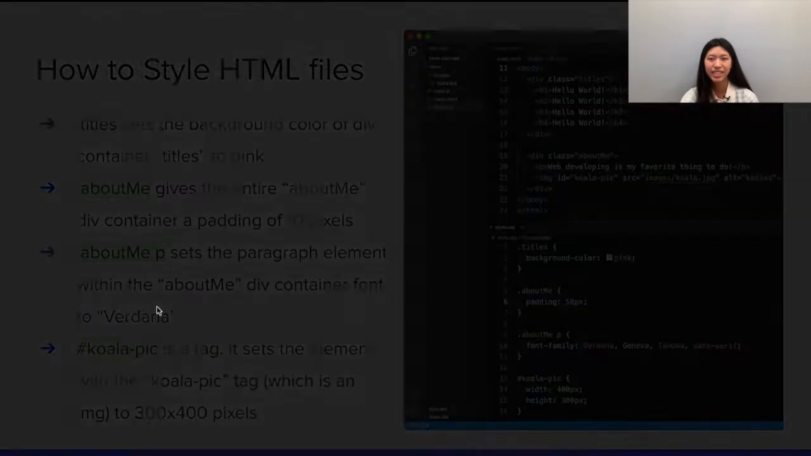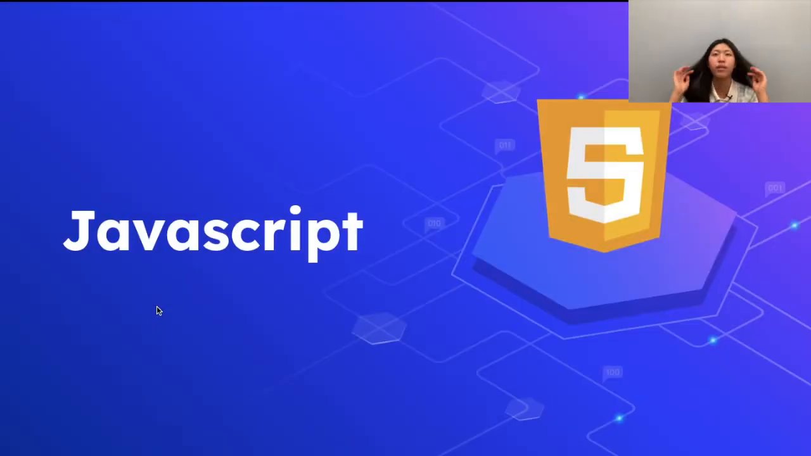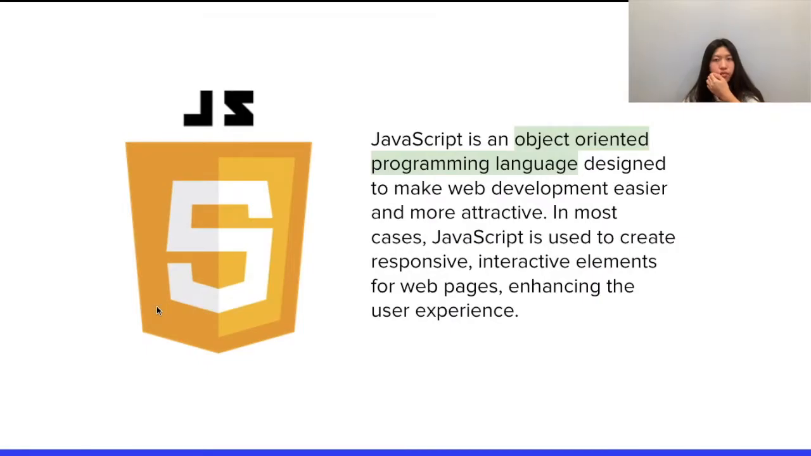All right, this is what I said earlier. And now we're gonna just look briefly at JavaScript. So JavaScript is an object-oriented programming language designed to make web development easier and more attractive. In most cases, JavaScript is used to create responsive, interactive elements for web pages, enhancing the user experience.